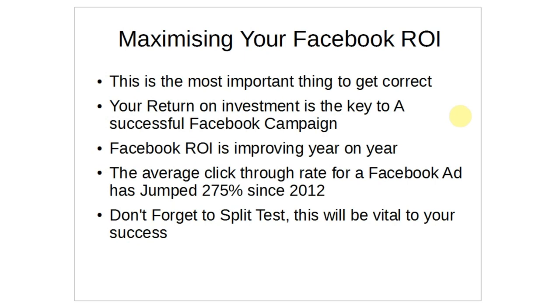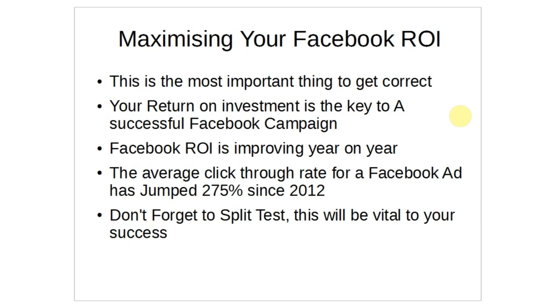Facebook's return on investment is improving year on year. There used to be a time where it was a bit hit or miss. You weren't necessarily getting the right target audience for your ad and you didn't really have enough options to highly target it. But as Facebook have improved their own marketing and advertising options for marketers, you're seeing a massive improvement on results. The average click-through rate for a Facebook ad has jumped 275% since 2012.